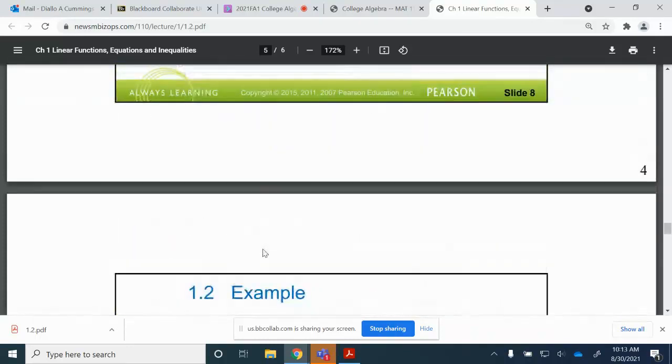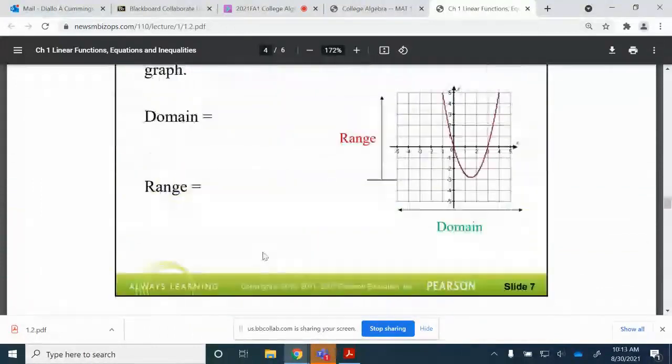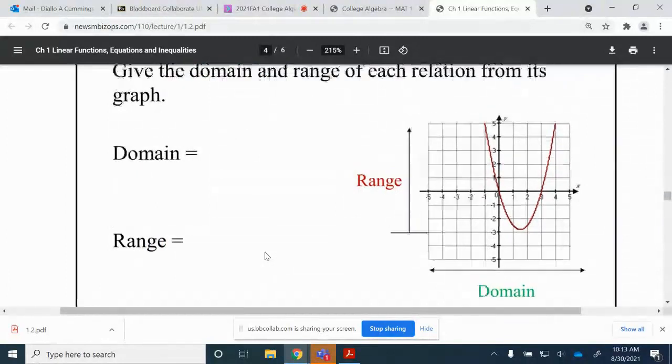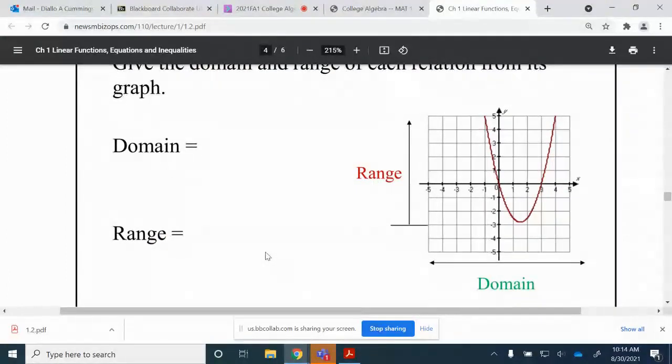Now, as an exercise for you, here is a graph. I'm going to give you a minute, and I would like for you to give the domain. I would like for you to give the range, and I would also like for you to determine if this graph is the graph of a function. I'll give you a minute or so to do that, and then we'll take a look at the solution.